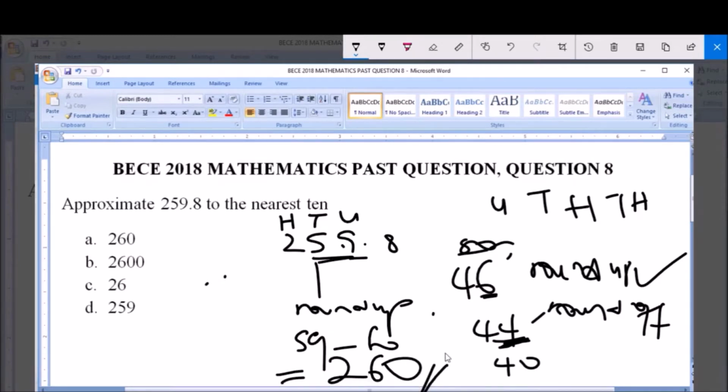The answer is 260. Now let's check our options. Which of these options corresponds to our answer? A says 260, which is very correct. B says 2600. No, we're not doing thousands here. It's wrong. C says 26, wrong. And D says 259, wrong. So our answer is A, 260.